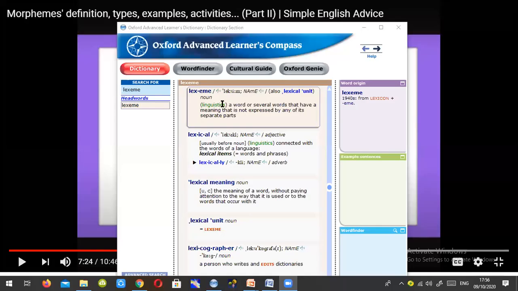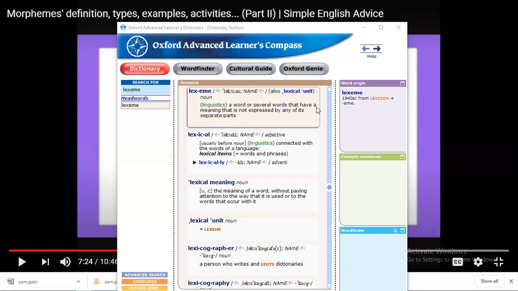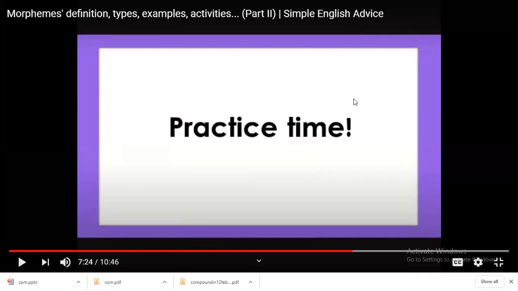See, in linguistics, a lexeme is a word or several words that have a meaning that is not expressed by any of its separate parts. For example, eat, eats, they all are from eat. You can say base form, right? You got my point? Eats, ate, eaten are different words of one lexeme.